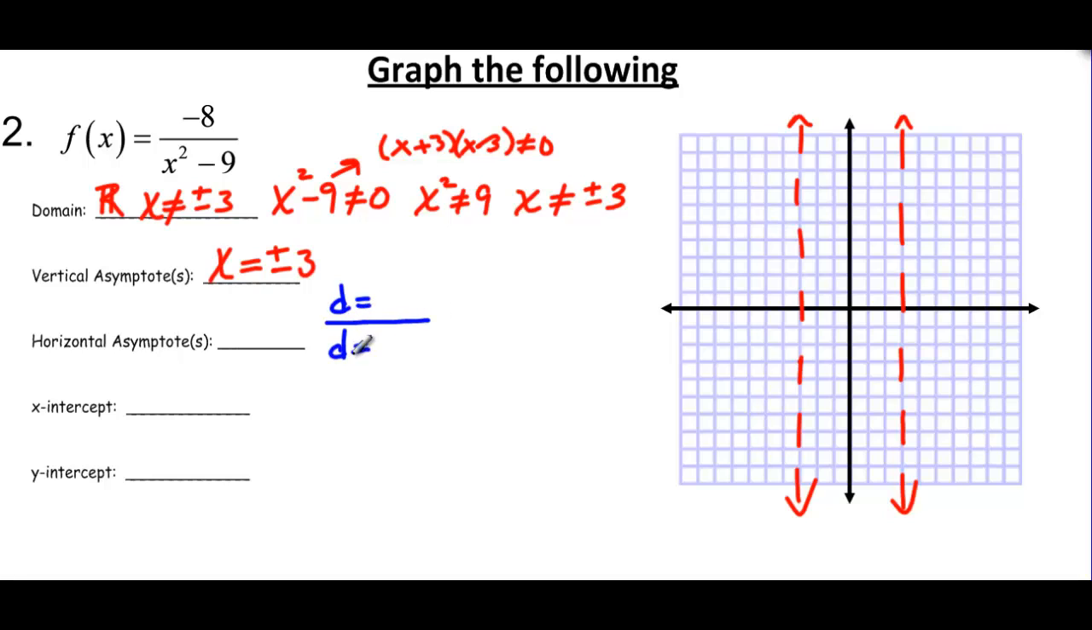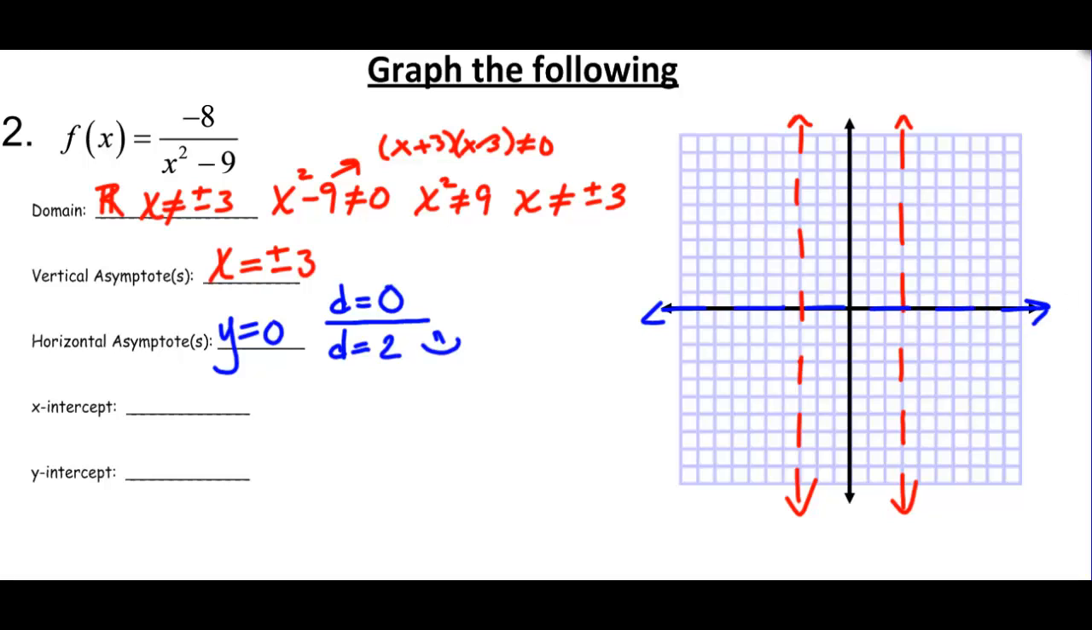I'm going to look at the degree of the numerator and of the denominator. Now, there's no x's in the numerator, which means I have a degree of 0. I have x squared, which means I have a degree of 2. Since the denominator is larger, the bottom wins. Remember, that means I'm going to get a horizontal asymptote at y equals 0. So I'm going to put my dashed line right at y equals 0.